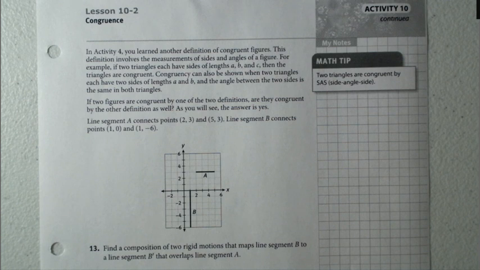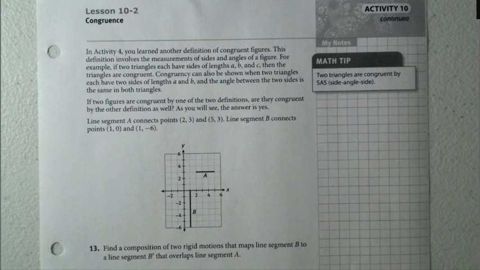Math tip: two triangles are congruent by SAS, side, angle, side. If two figures are congruent by one of the two definitions, are they congruent by the other definition as well? As you will see, the answer is yes.